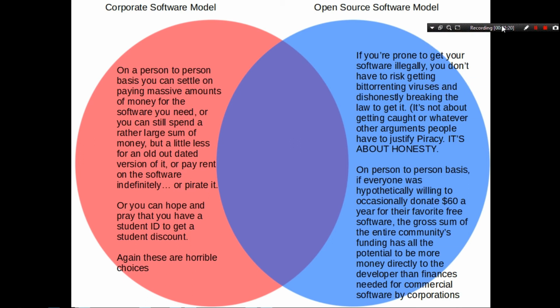Okay, so going on to the next step with the open source software model. If you're prone to get your software illegally, like pirating, you don't have to risk getting BitTorrent viruses, which is extremely common when people wind up pirating software. Viruses are rampant with BitTorrents, and it doesn't matter what anyone says about, oh yeah, I swear by BitTorrents. You will get viruses, it will kill your computer, and you will be hating yourself.